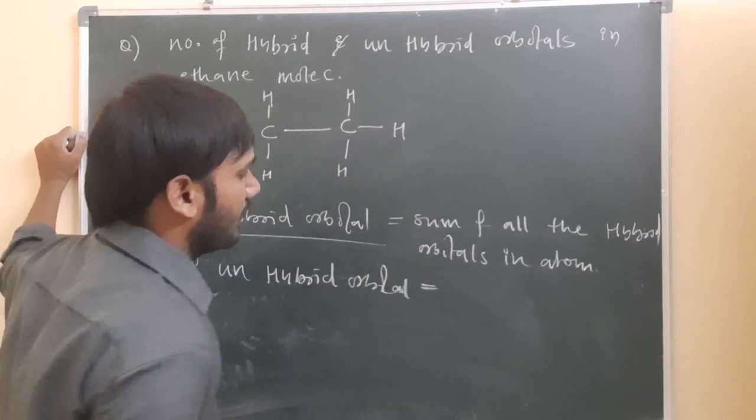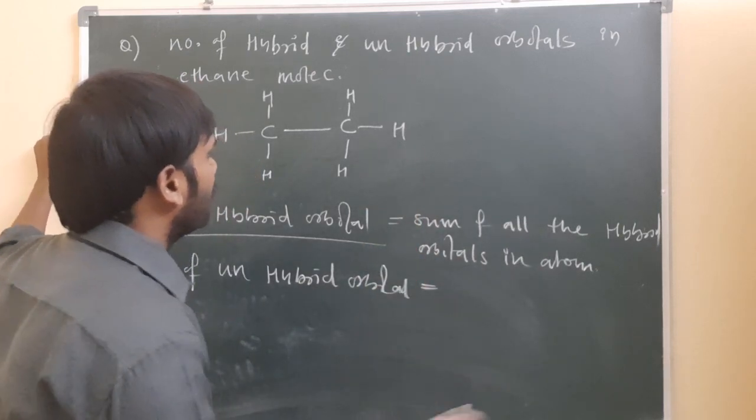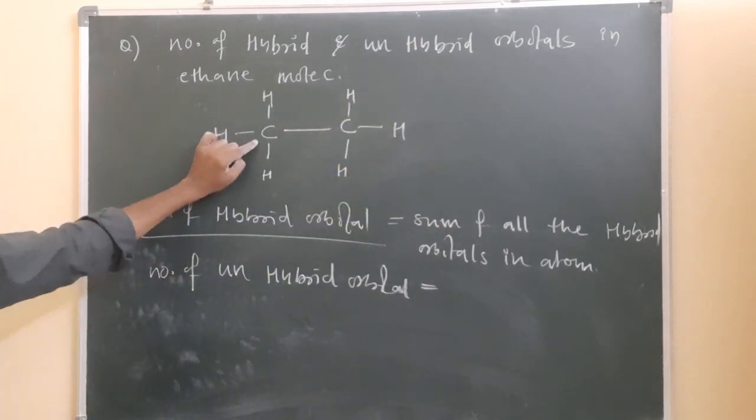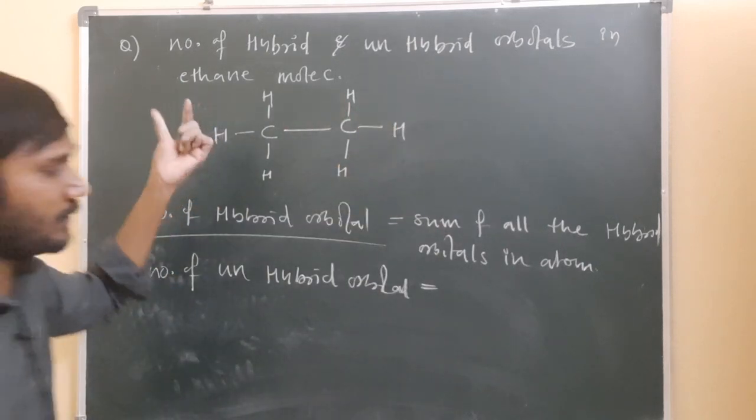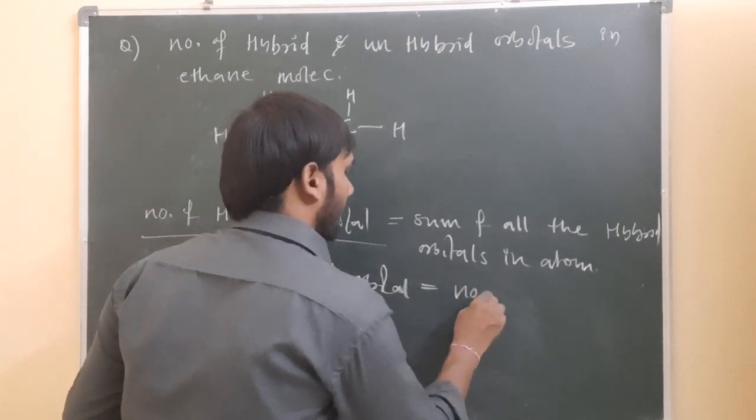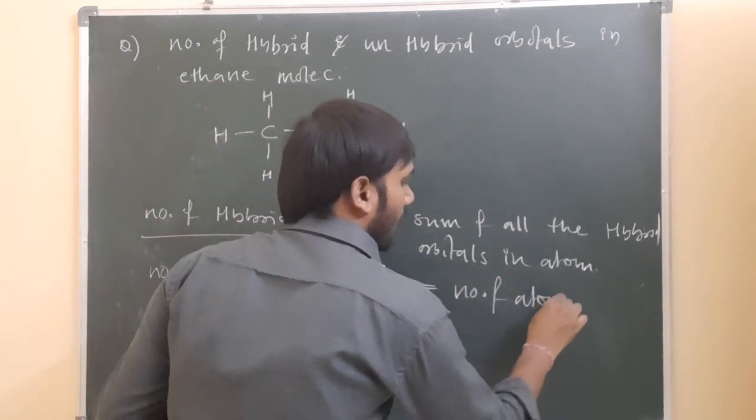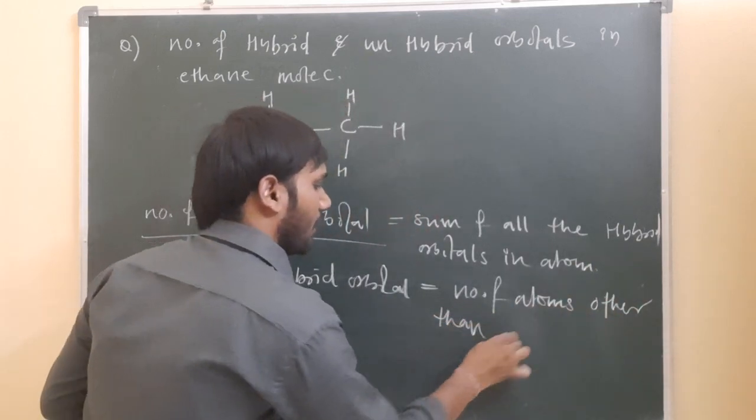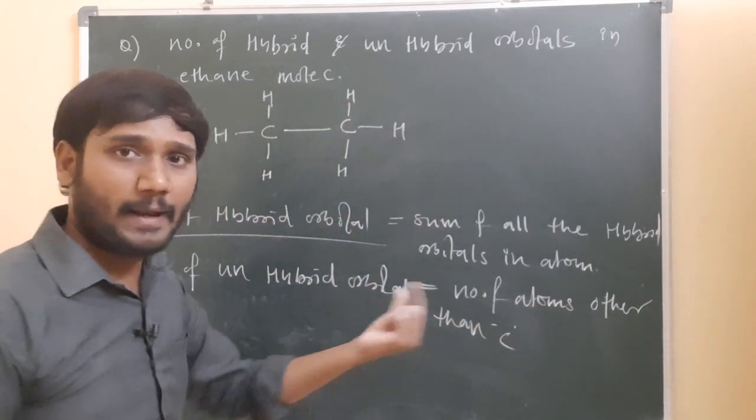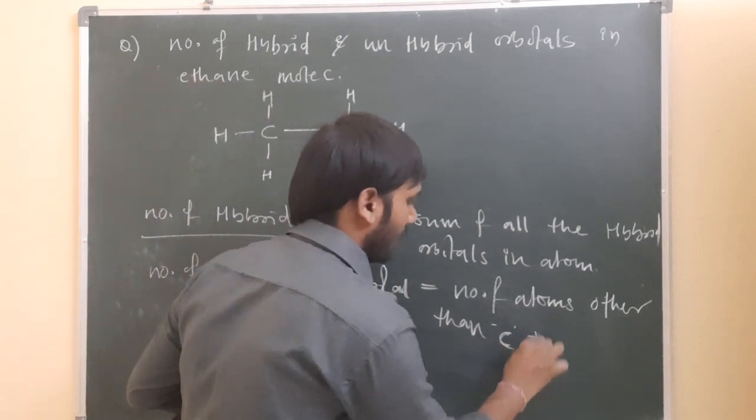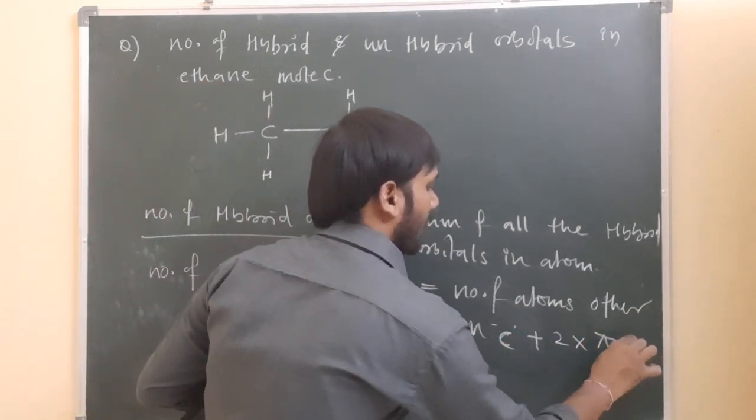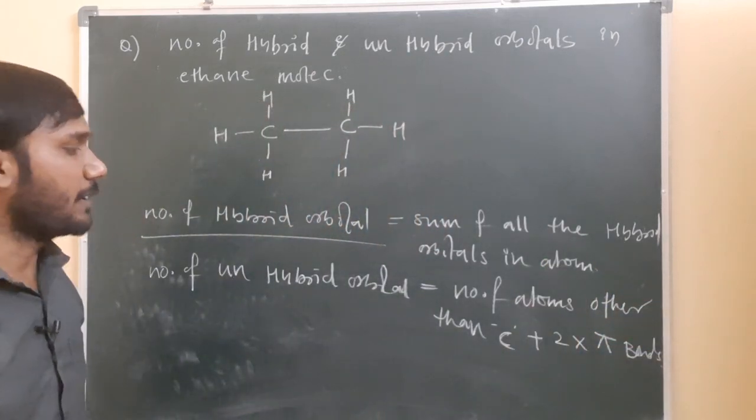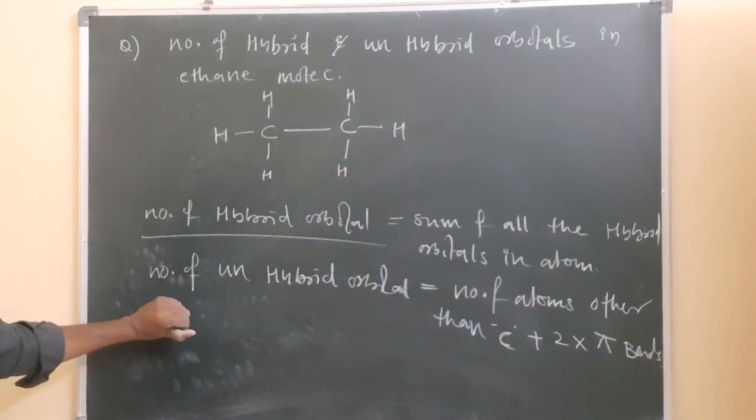The number of unhybrid orbitals is nothing but the number of hydrogen atoms, otherwise the atoms other than carbon, simply we can say that. So other than carbon, how many are present here? 6 atoms are present. So the number of unhybrid orbitals is the number of atoms other than carbon plus 2 into the number of pi bonds. That is the formula.